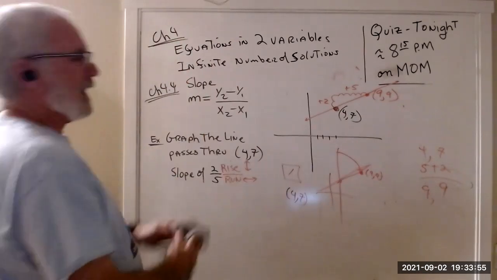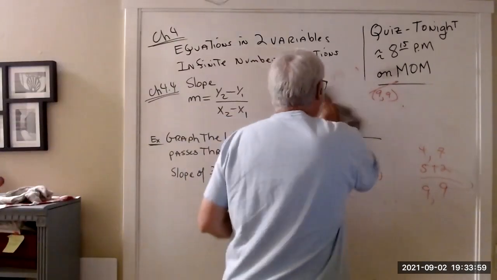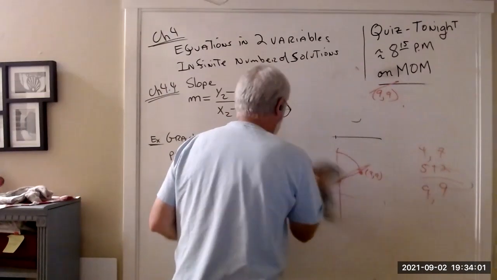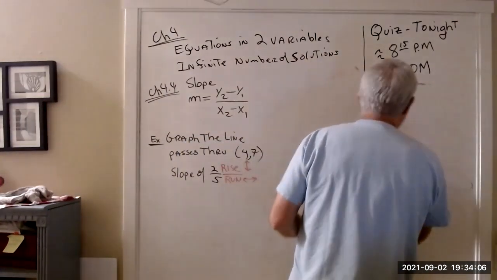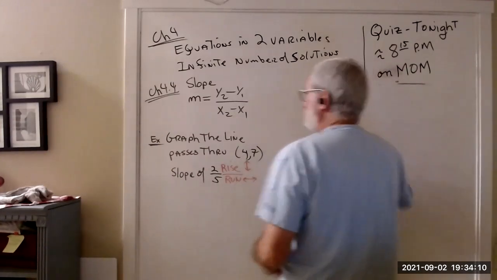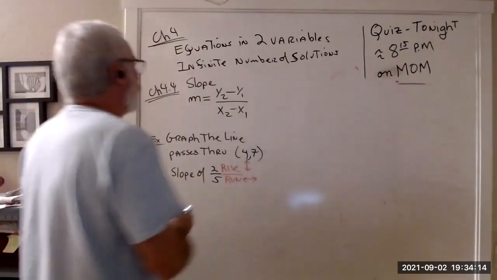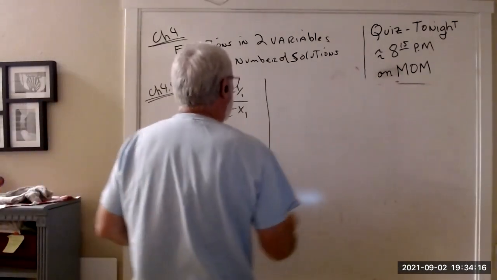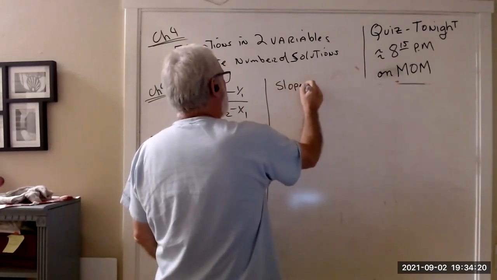Okay, last thing, and then I promise we're done. We'll take the quiz. We'll start it early. I promise that. The last thing in this section, 4.4, is the thing that most of you remember. It's called slope intercept.